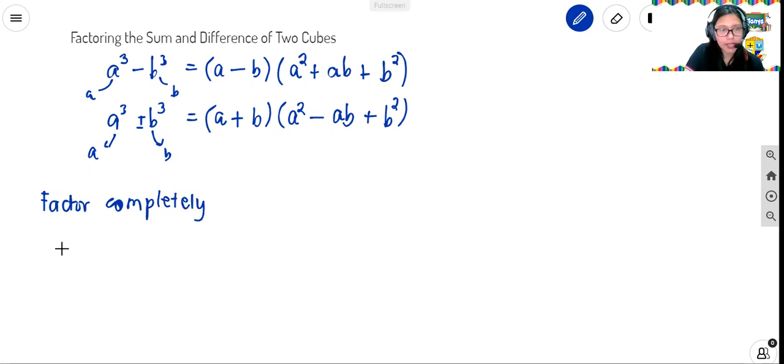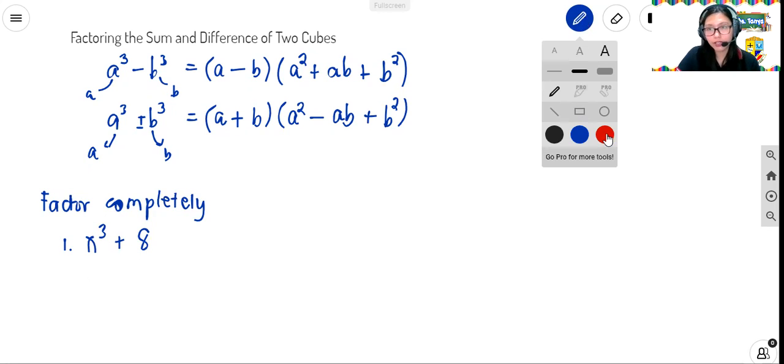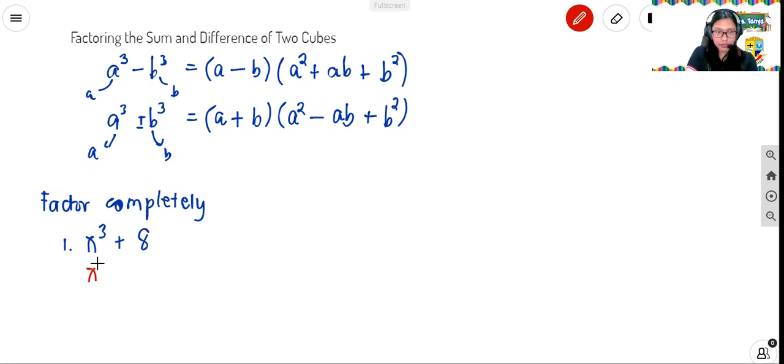Let's have the example x cubed plus 8. First, let us identify the cube roots of x cubed and 8. x cubed is simply x cubed, and 8 is 2 cubed. Therefore, x will be our a, and 2 will be our b.